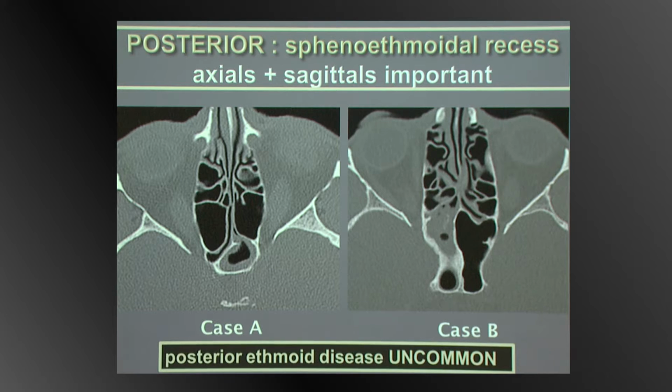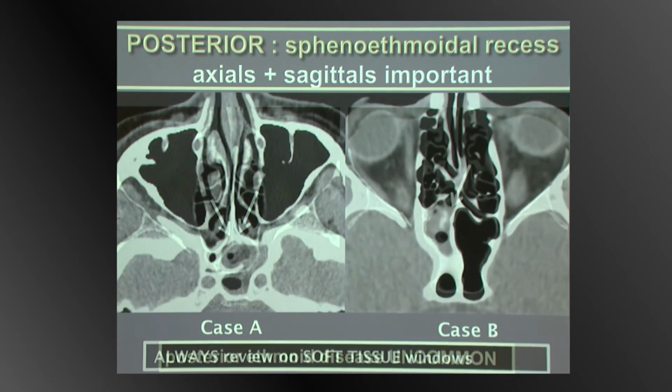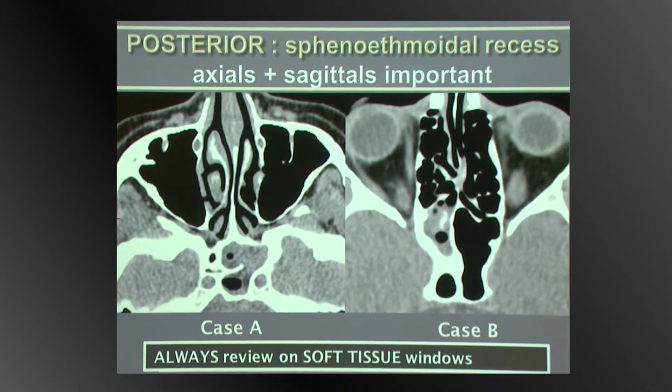Now, axials, I said, were very good for posterior disease. Okay, you can see a patent right sphenoethmoidal recess, an occluded one in case A on the left, and in case B the right sphenoethmoidal recess is occluded. We look on soft tissue windows. We can see that in case A, it's low to intermediate density, but no suggestion of fungus. On the right, we can see the calcification and hyperdensity of an aspergilloma in case B. So you always review on soft tissue windows.